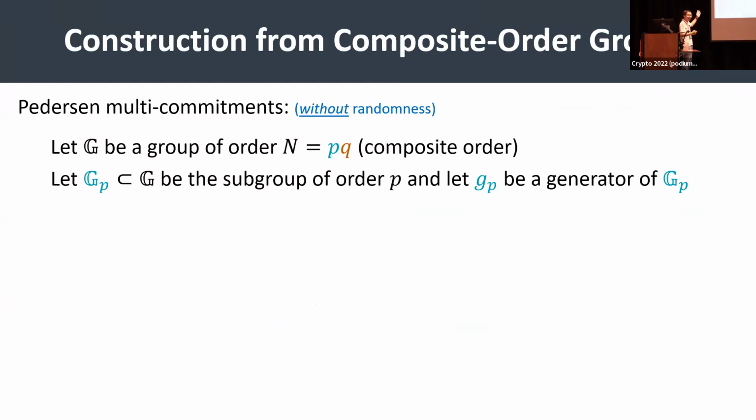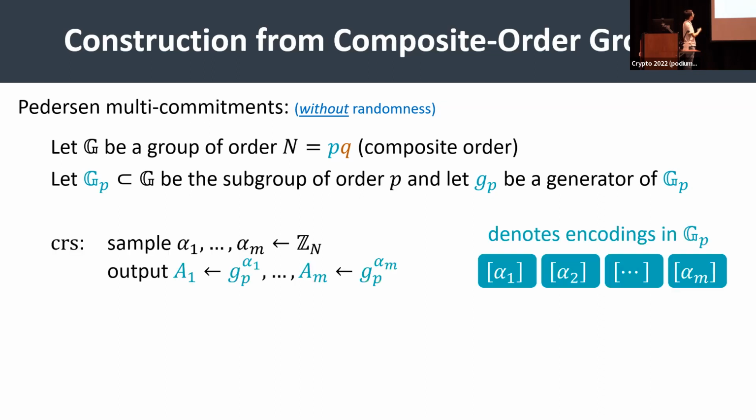And for simplicity of exposition, what I'm going to describe in today's talk is our construction using composite order bilinear groups. So in particular, the group G will be a group of composite order. And for the first part of this talk, everything is going to work in a subgroup of order P. Later on, when I talk about the security analysis, we will actually use the full group. But for now, everything works in a subgroup of order P.